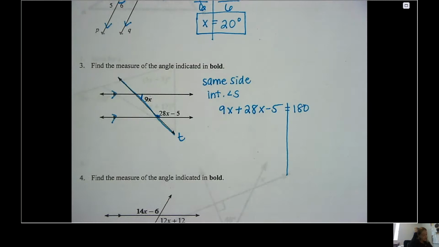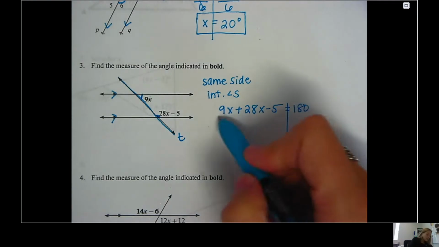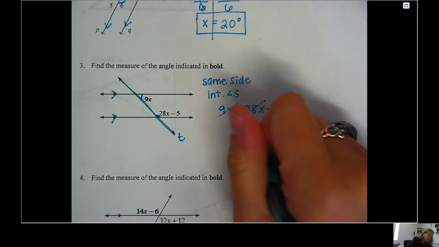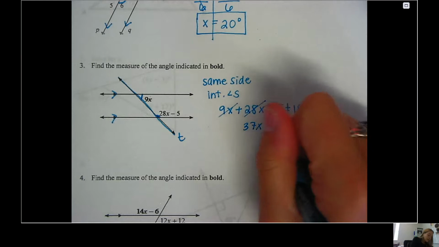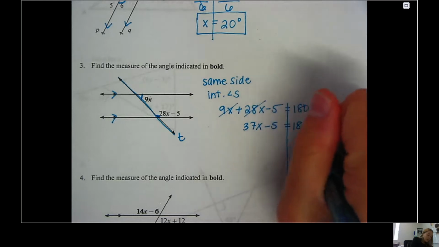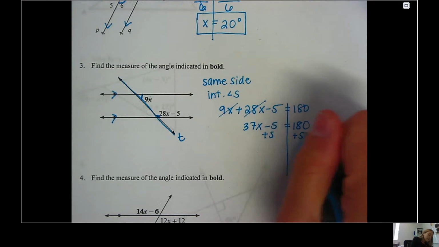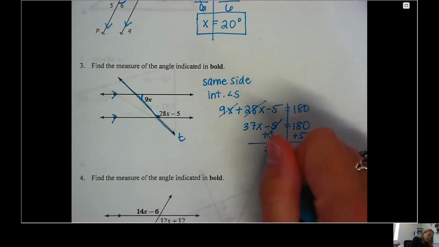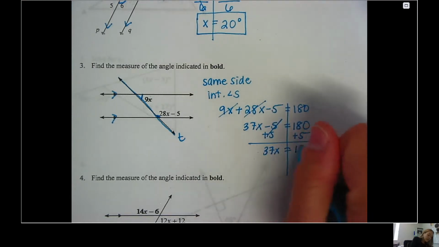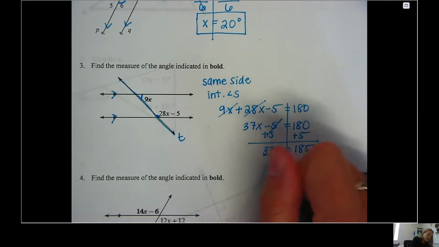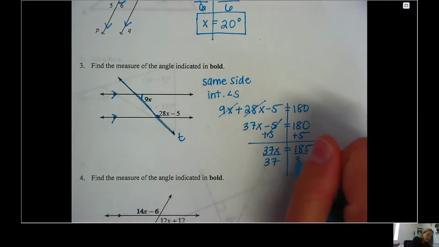So first I'm going to combine like terms. 9x and 28x gives me 37x. Bring down my minus 5 equals 180. I add 5 to both sides. I get 37x equals 185. And then I divide both sides by 37.